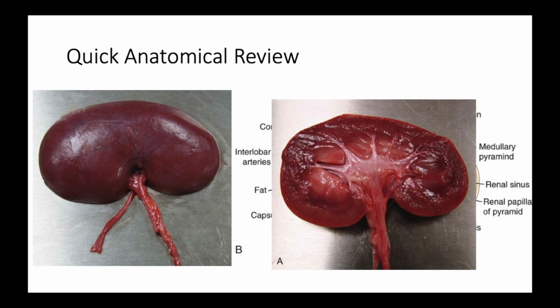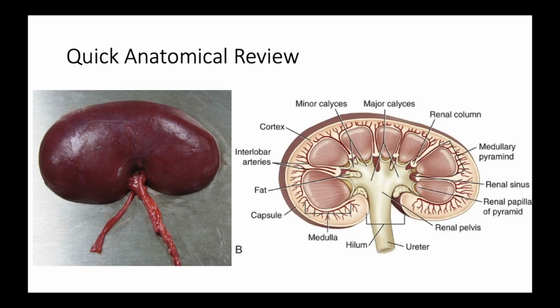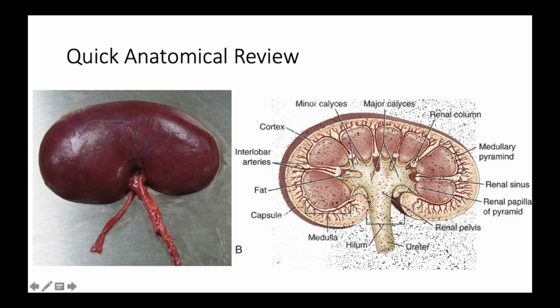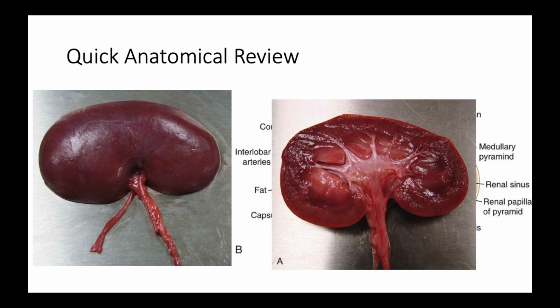Looking at the cross section, this is exactly what it looks like. We've got the capsule on the outside. The cortex is the first innermost layer. Beyond the cortex, we have the medulla, which includes all these renal pyramids. In between the renal pyramids are the renal columns. And then the renal papilla, which you can't really see overly well, connects to the minor calyces and then the major calyces into the renal pelvis, as noted here, and then out the ureter. So that's a very quick review.